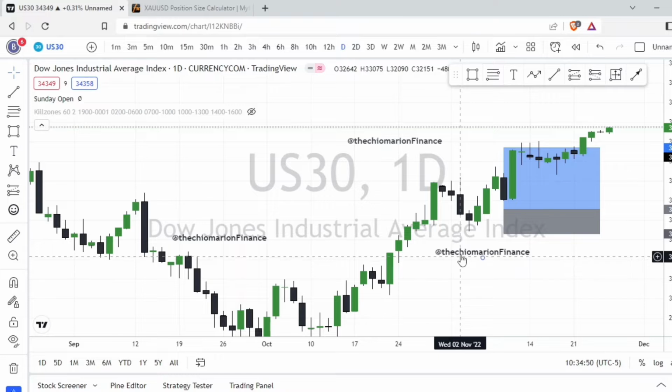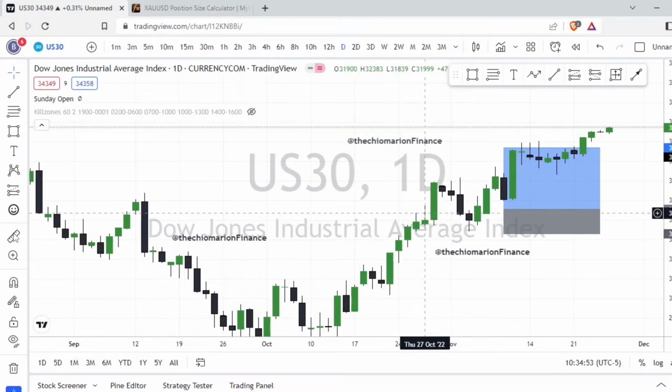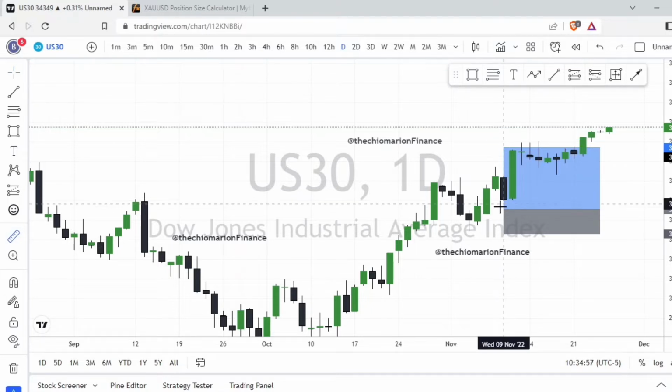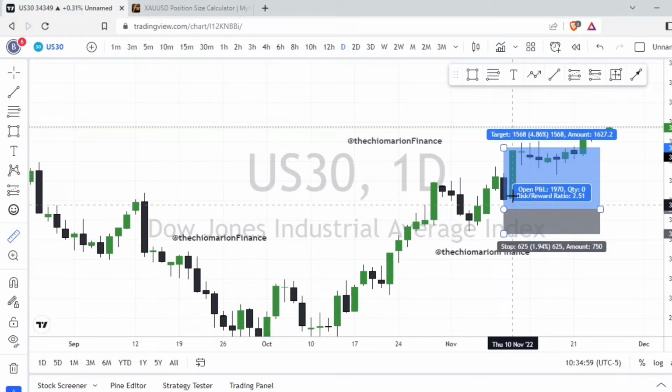So for US30, let's say for this example right here, we're about to take this trade and we're taking our entry here and putting our stop loss below this low. That means price has actually come down by 625 points. Our risk to reward ratio is 2 to 5, so our target price has already moved up 1,568 points.